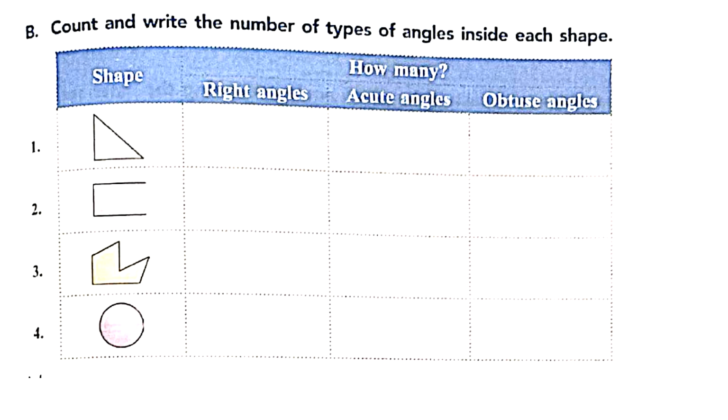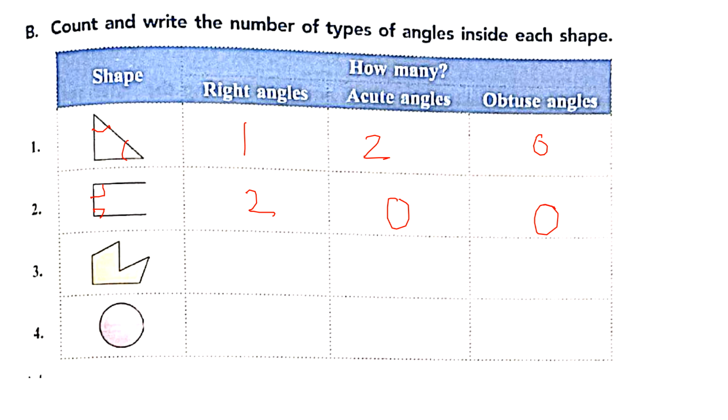Now, based on the angles, this is another question that we are having in the book. How many right angles? There is one right angle. Acute angles, these are the acute angles you can see. So 2. Obtuse angle is 0. Now here, right angle, you see one is here, one is here. So 2 right angles. Acute angle 0, obtuse angle 0.